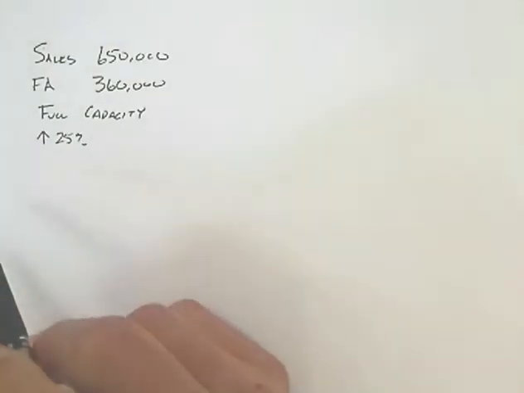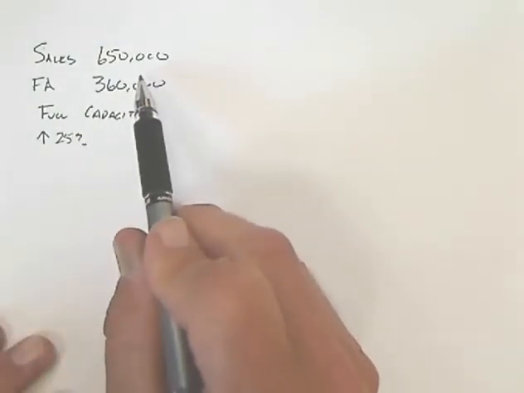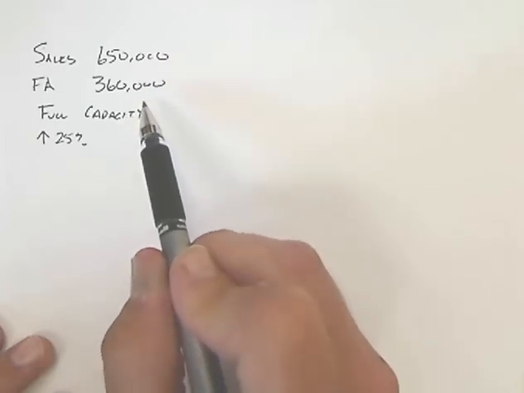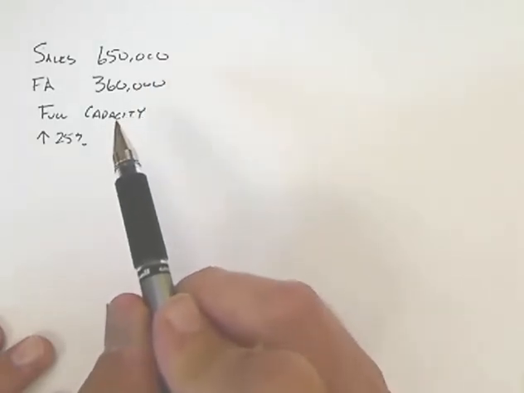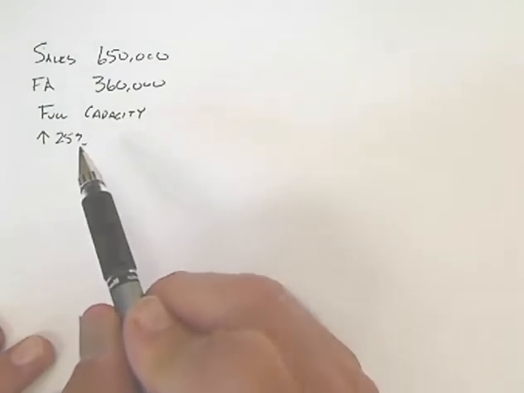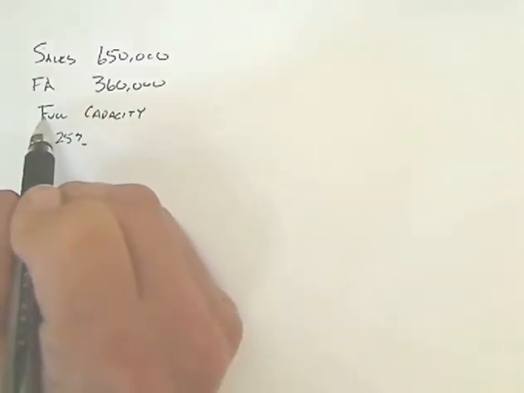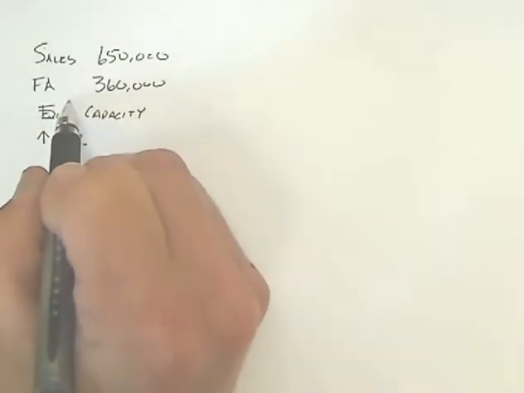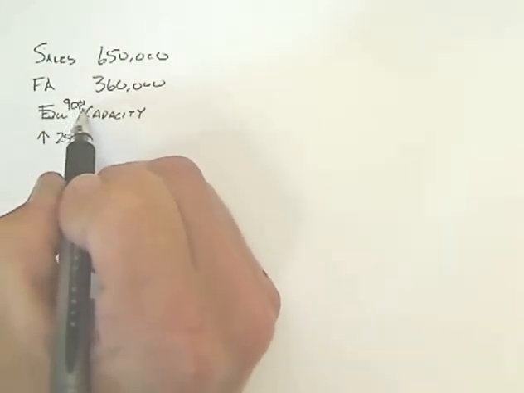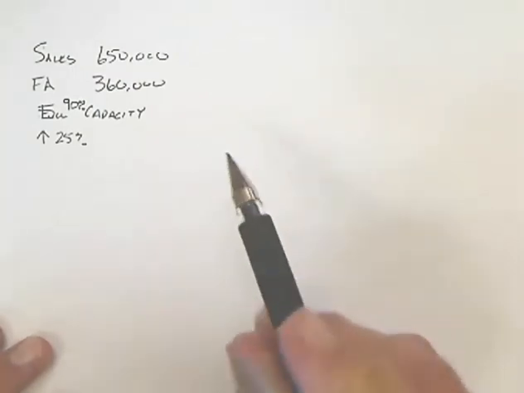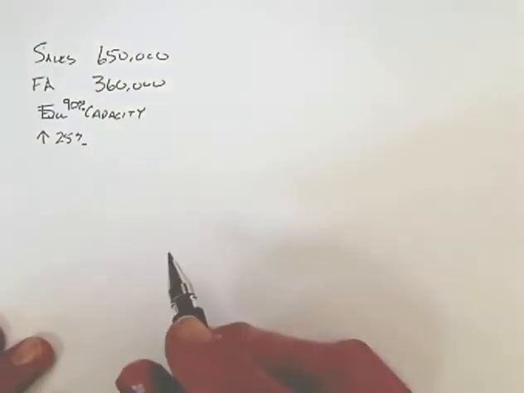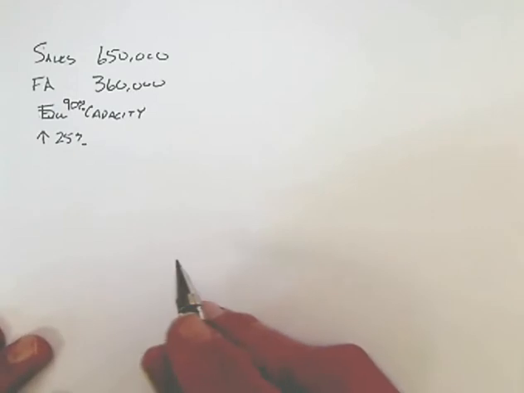Okay, in our previous example, we originally had sales of 650,000, fixed assets of 360,000. The company was at full capacity and the sales rise was 25%. Now instead of being at full capacity, we're going to assume they're at 90% capacity. That means they have additional room in their fixed assets to support higher sales.